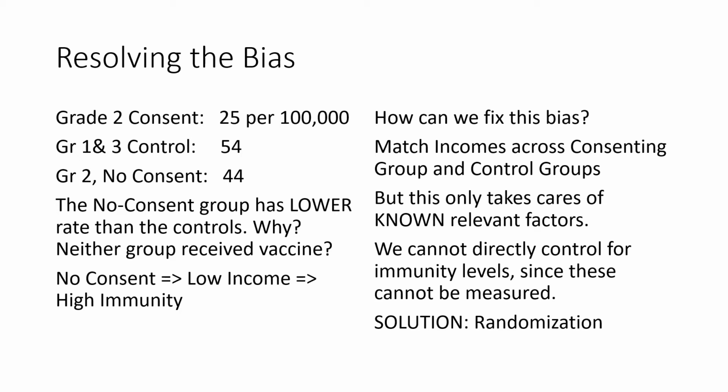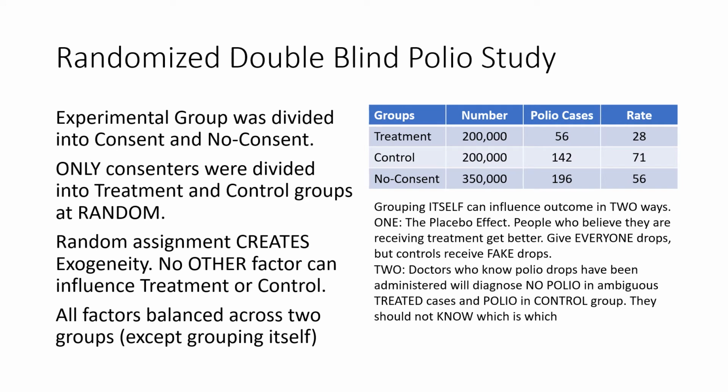So the real solution to this is randomization. So this study was repeated in a randomized double-blind control study. At the first step, the experimental group was divided into consenters and non-consenters, and the experiment was only conducted on the people who consented. So among the people who consented, these were divided into the treatment and control group. So now both the treatment and control group are equal on this factor of consent. Now when the random assignment was done to both treatment and control, this creates a balance. Both of the groups are now balanced in terms of all unknown factors.